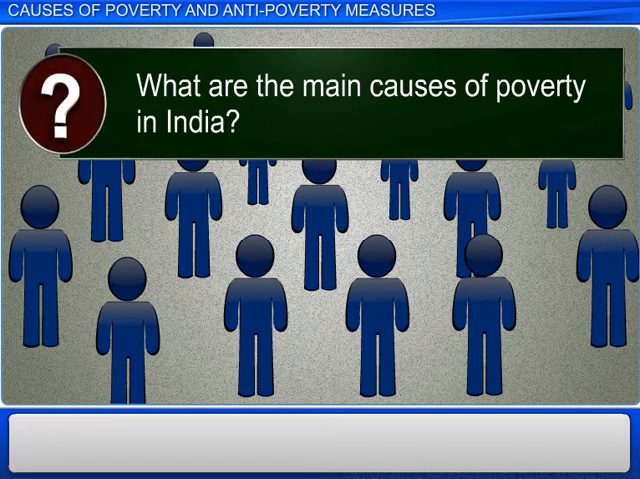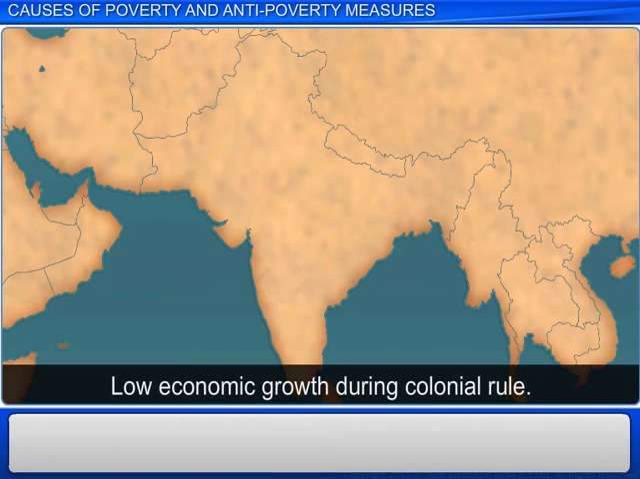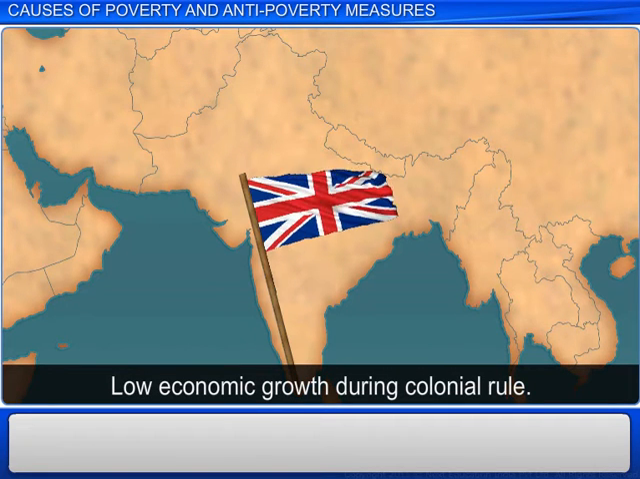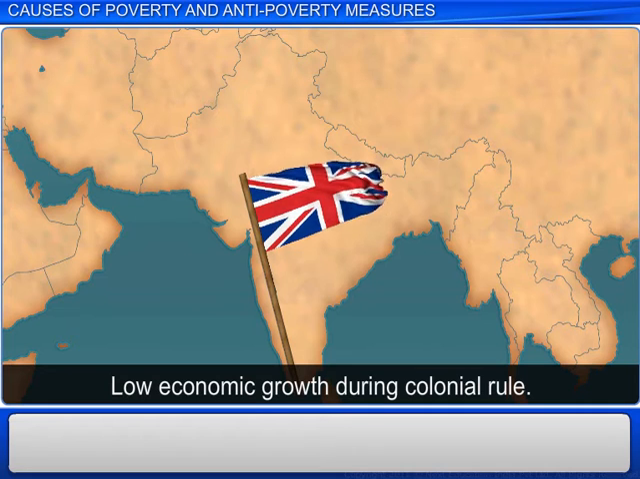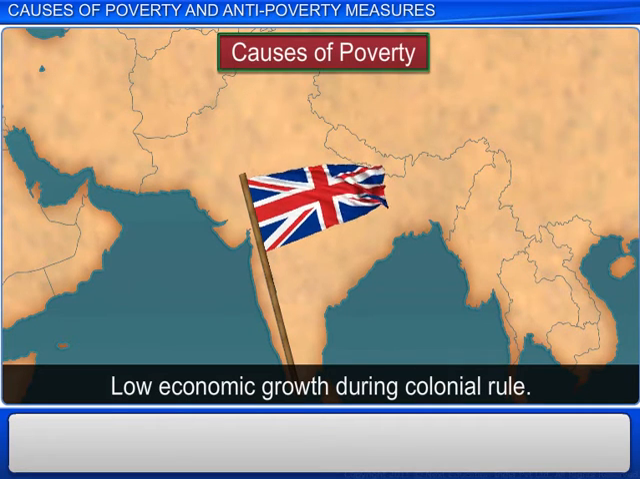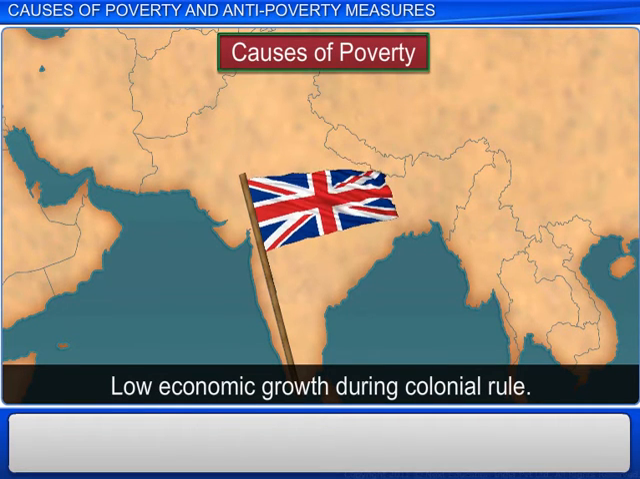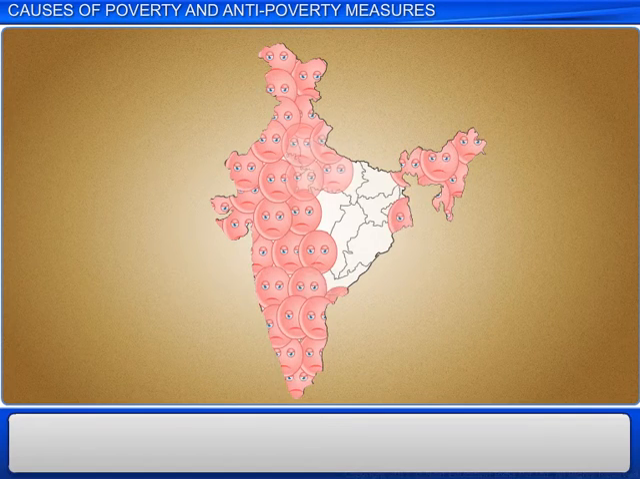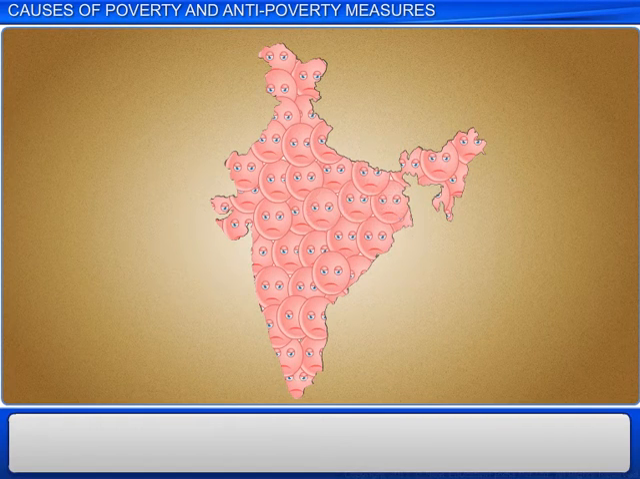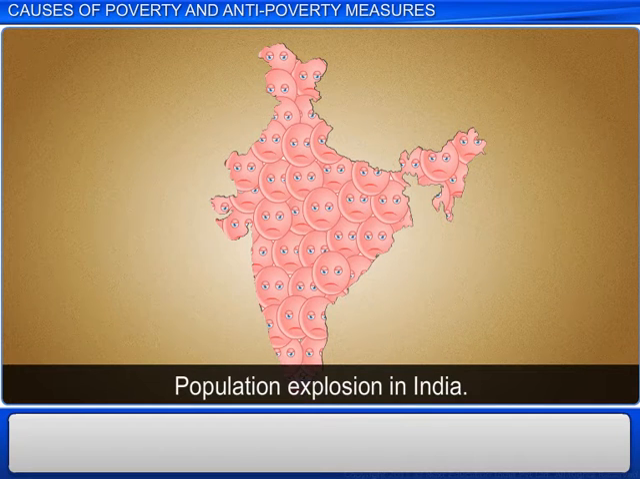During the colonial rule, the British suppressed local Indian handicrafts and industries. This led to a low economic growth and spread poverty in India. The slow economic growth, in combination with scarcity of jobs and population explosion in India, further worsened the poverty situation.